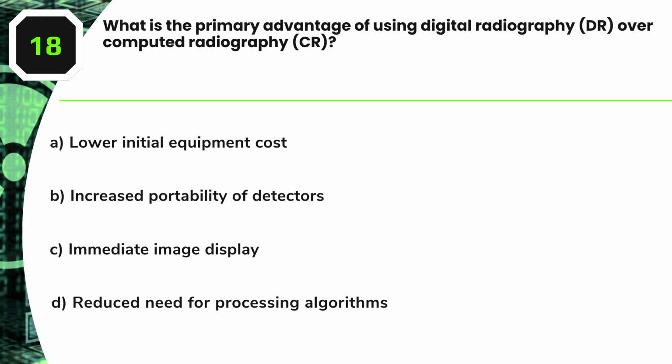Question 18. What is the primary advantage of using digital radiography, DR, over computed radiography, CR? A. Lower initial equipment cost. B. Increased portability of detectors. C. Immediate image display. D. Reduced need for processing algorithms.